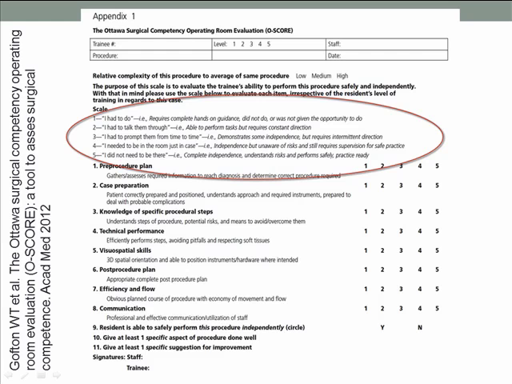It's long. I like question number 9 because that's essentially my question for my graduates. Resident is able to safely perform this procedure independently. And then done well or need for improvement. So I like supervision as a concept, but I think they kind of went nuts with this one.